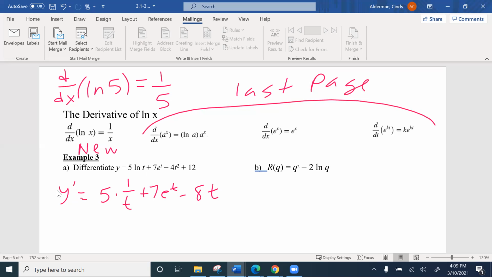And last part here, derivative here. r prime of q is going to be, we're going to use power rule for q squared, right? So that would end up being 2q to the first power minus 2, which is a constant multiple, so it's going to come out, right? And the formula for finding the derivative of the ln of something is just 1 over that something. So we've got 2 times 1 over q. And then we can simplify that a little more.